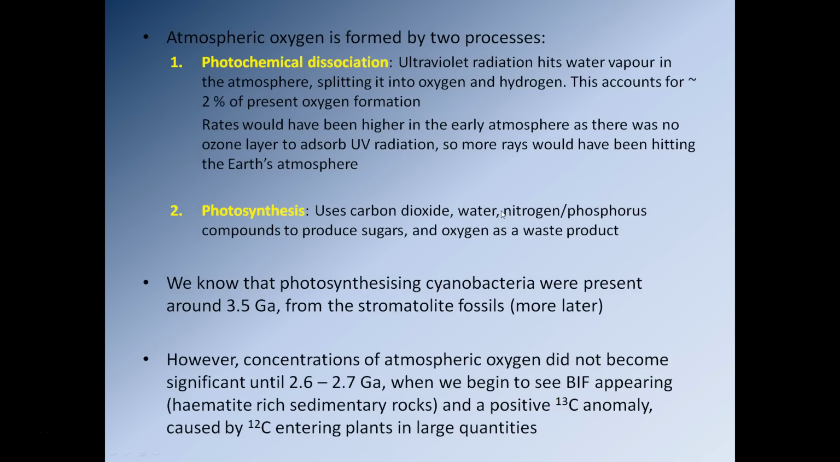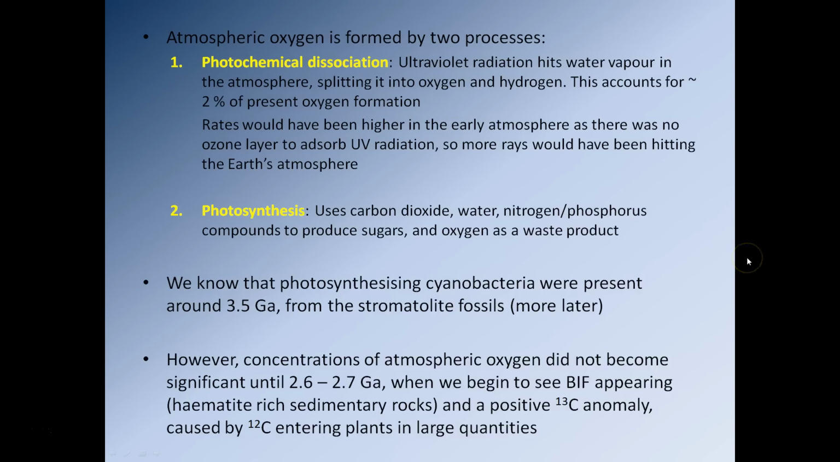And so this means the Earth's atmosphere would have been hit by more ultraviolet radiation. That means more water molecules would have been split, and that means more oxygen would have been produced through photochemical dissociation. Important point to note though, it still would have been an absolutely minute amount of oxygen. Very, very little. The other method for producing oxygen is, of course, photosynthesis.